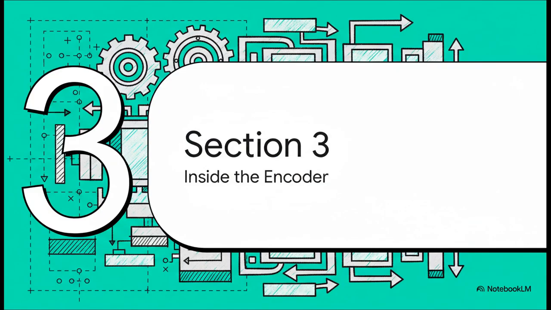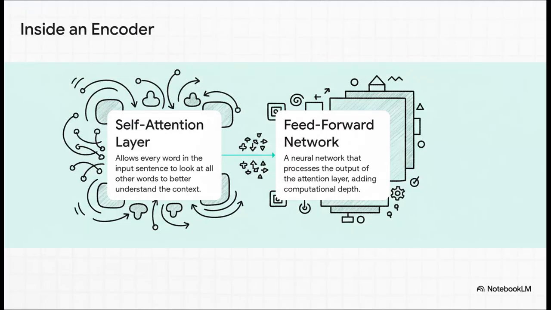Okay, we've got the big picture. Now let's pop the hood and dive into the left side of that blueprint. Let's see what's happening inside the encoder. So inside each of these encoder blocks, there are really just two main parts. First, there's a self-attention layer. This is where the magic starts. It lets every single word in the sentence look at all the other words around it to figure out the context.